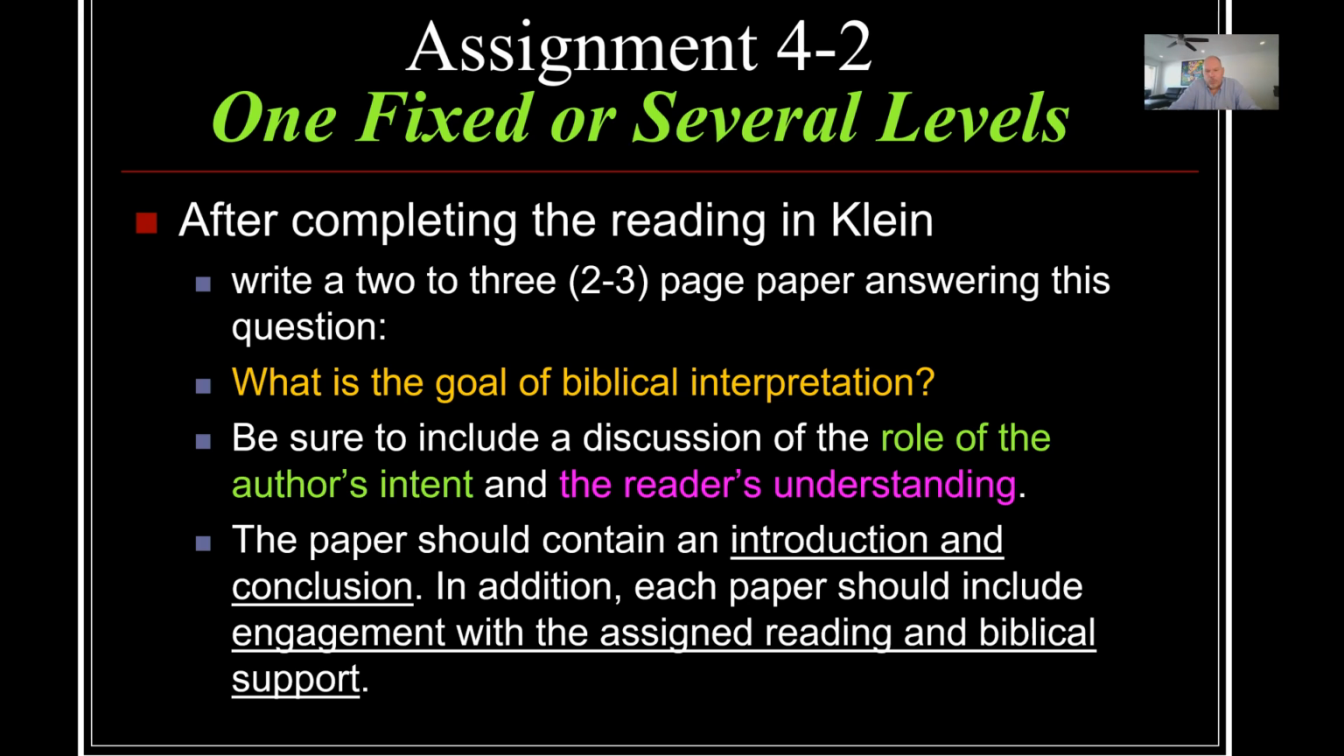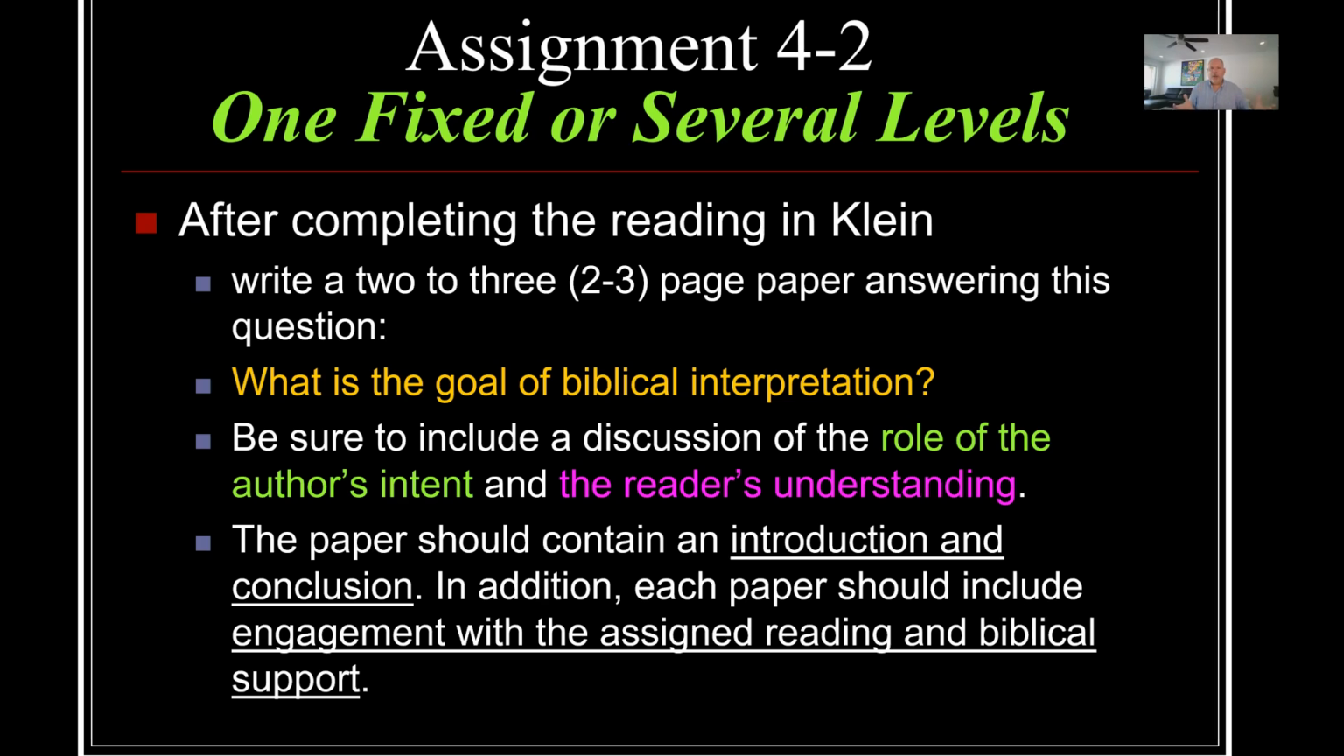So what does Klein have to say? What have you researched outside of Klein? And what does the Bible, most importantly, as our core foundation, have to say about what we should be looking for as we interpret the Bible? Be sure to include a discussion of the role of the author's intent and the reader's understanding.